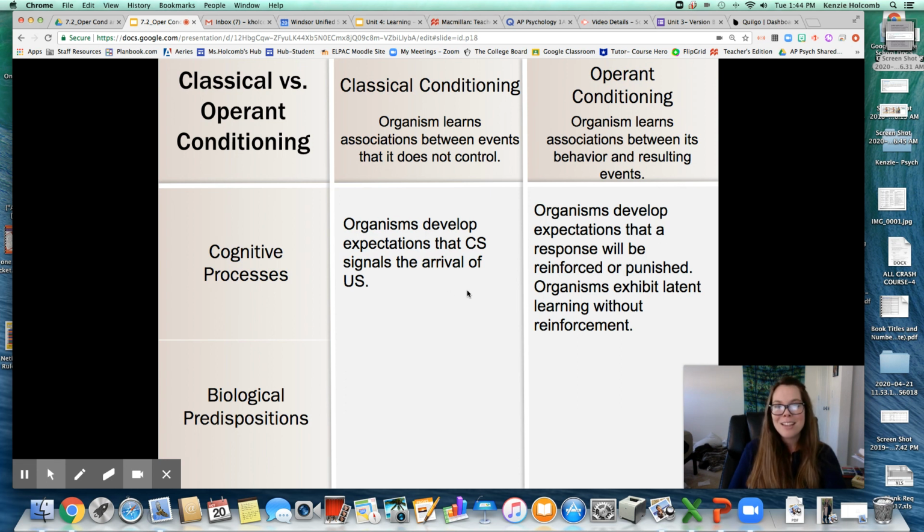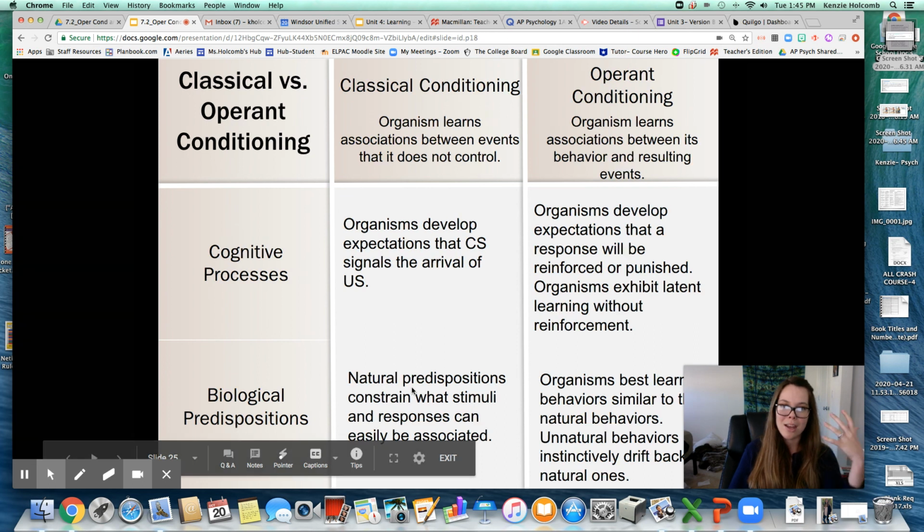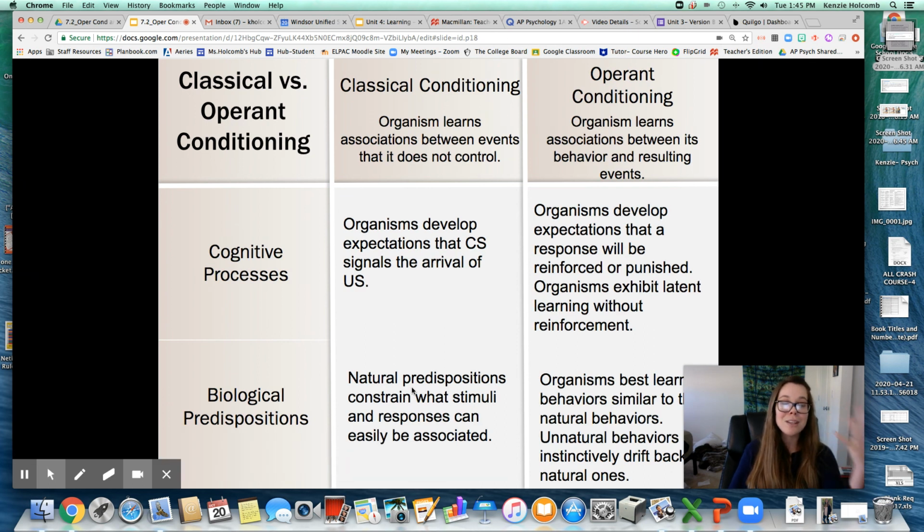And then the biological predispositions. Natural predispositions constrain what stimuli and responses can easily be associated. So we cannot force animals to do something outside of their wheelhouse. A fish can't climb up a tree. That's the best example I've got.